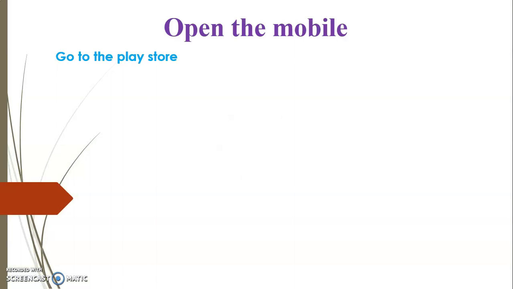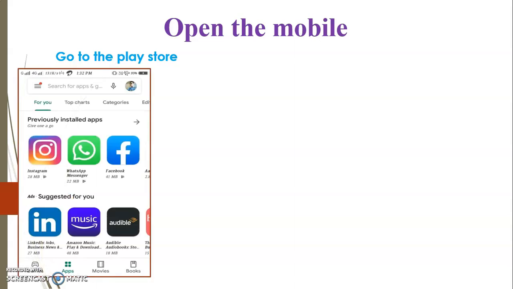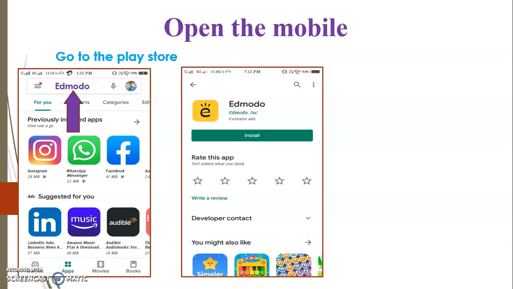For that purpose, you must open your mobile, then go to the Play Store. So this window will open. Then, by using the search option, you can search for Edmodo. After that, this window will open. Below the Edmodo name there is an install button, so you can install it by clicking on this button. After successful installation, you will get the Edmodo app on your mobile.